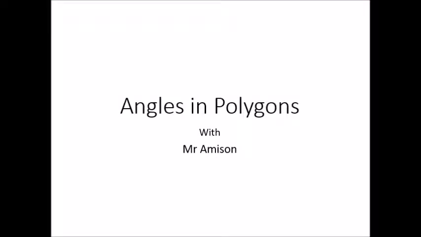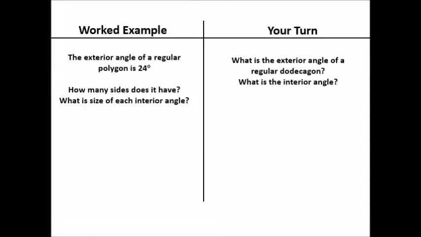In this video we're going to be practicing how to use angles in polygons. We're going to introduce how to use exterior angles in particular. If you need a recap on exterior angles then please watch this video or follow the link in the description below. For the worked example in this video we're going to look at a polygon that has an exterior angle of 24 degrees. How many sides does it have and what is the size of each interior angle?